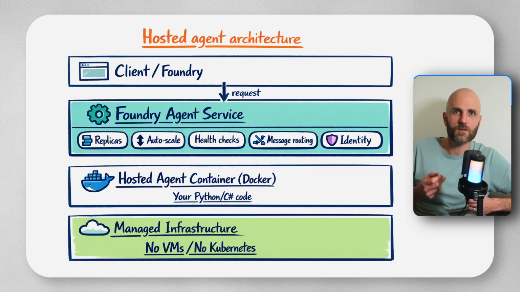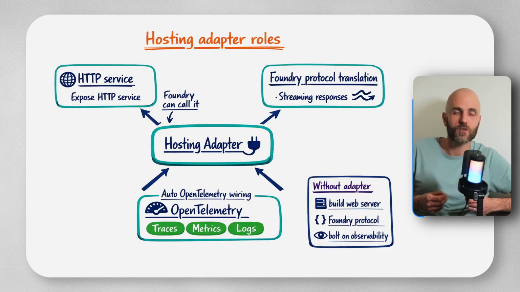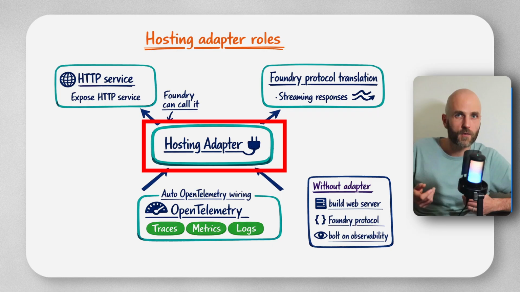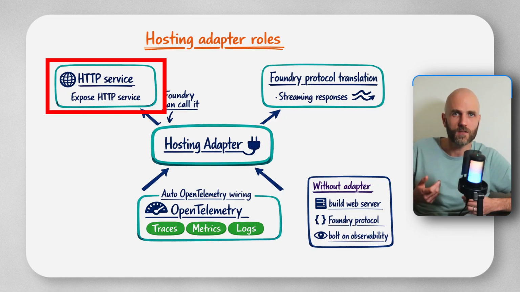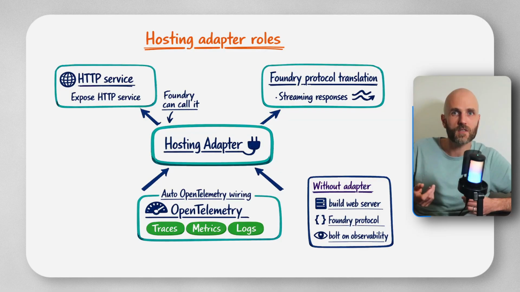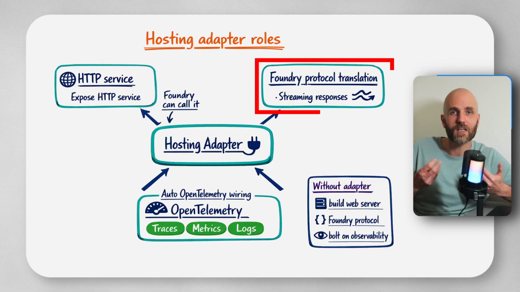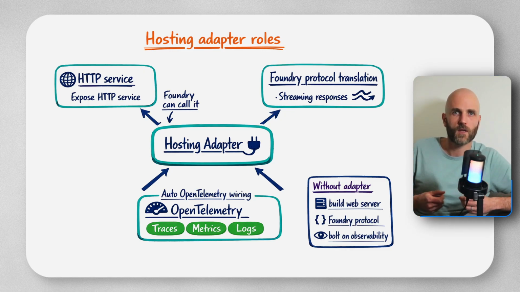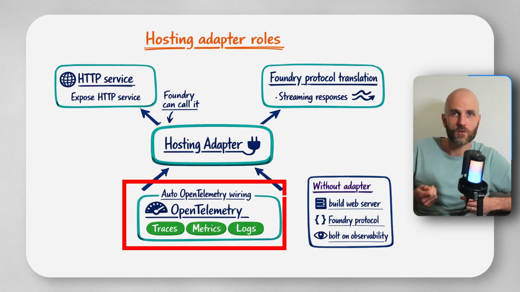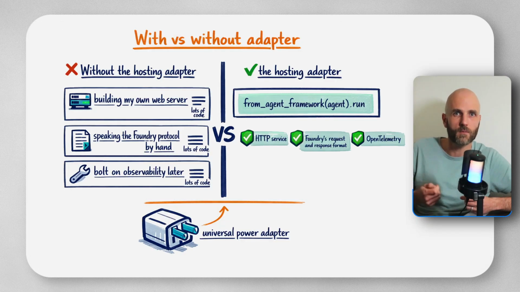The piece that makes this click is the hosting adapter. This is a small library I add to my code, and it's really just a translation layer. It does 3 jobs. First, it exposes my agent as an HTTP service so Foundry can call it. Second, it translates Foundry request and response formats into whatever my framework expects and back again, including streaming of responses, for instance. Third, it wires up OpenTelemetry automatically, so I get traces, metrics, and logs without building that plumbing.